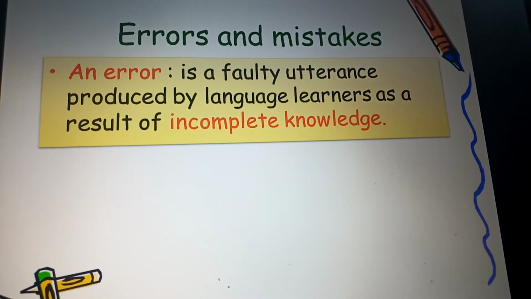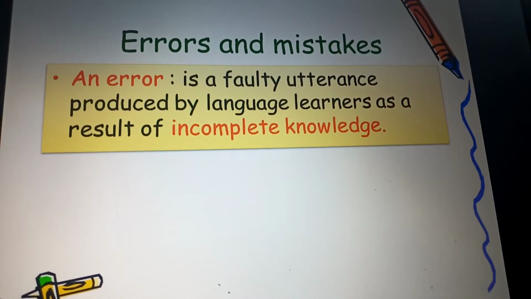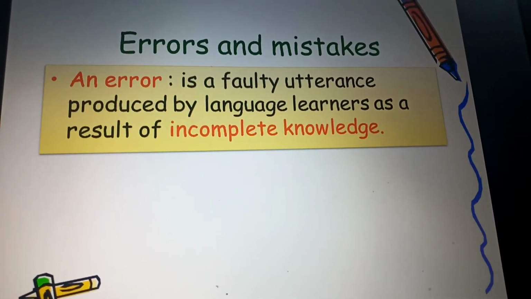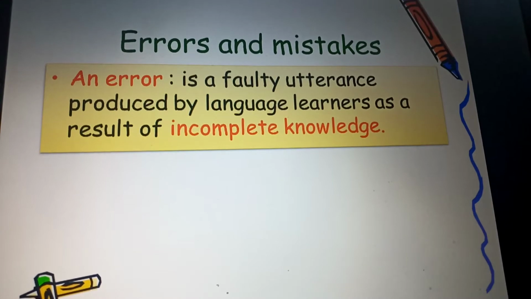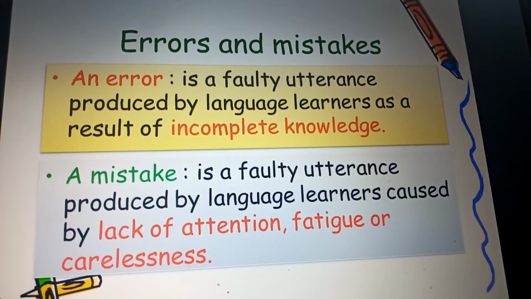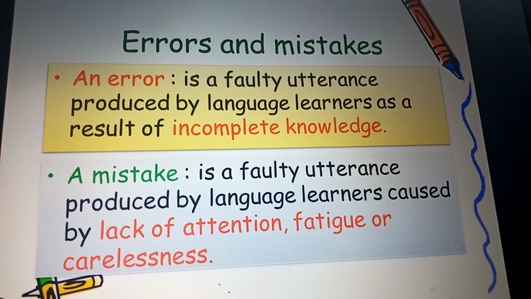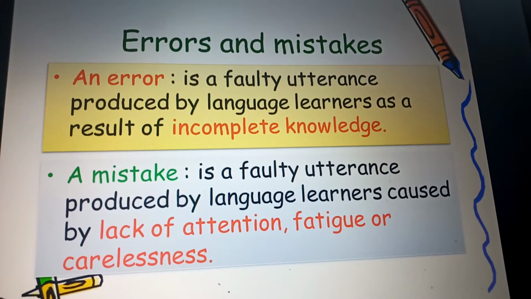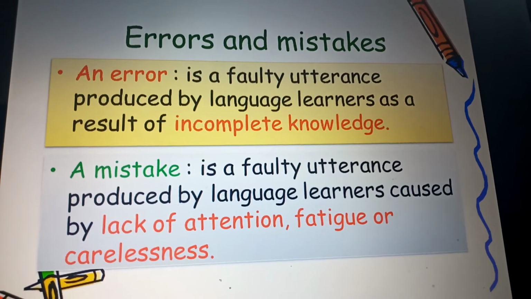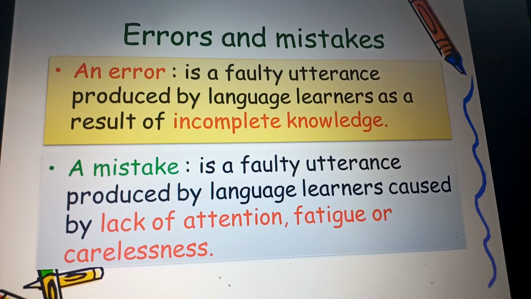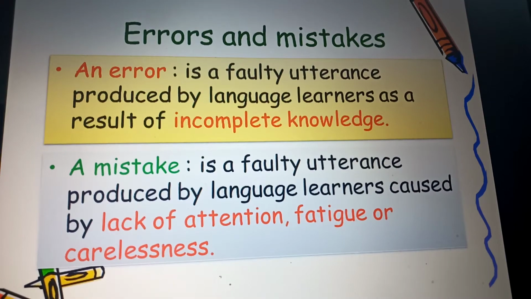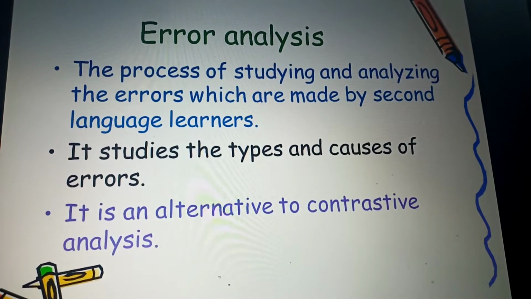What's an error? An error is a faulty utterance produced by language learners as a result of incomplete knowledge. It means a fault of language or knowledge. So, next one, a mistake is a faulty utterance produced by language learners caused by lack of attention, fatigue, or carelessness. Okay, next one, let's continue.